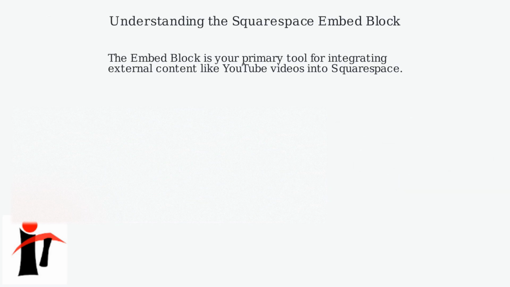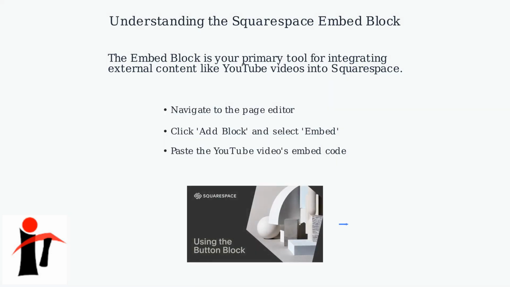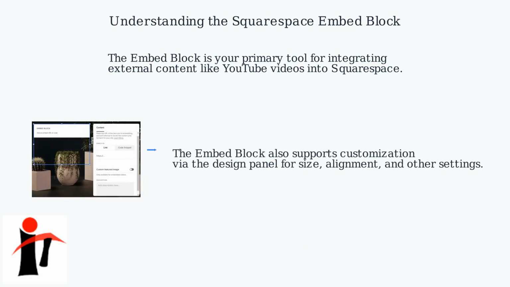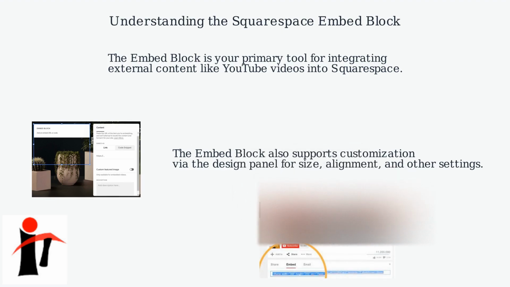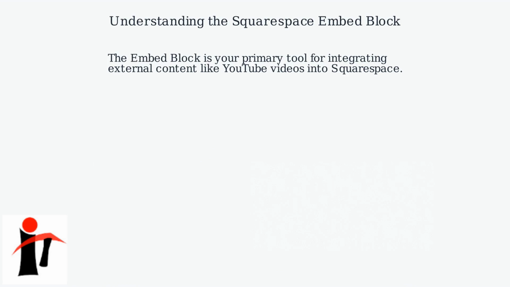The Embed block is your primary tool for integrating external content like YouTube videos into Squarespace. To use it, simply navigate to the page editor, click Add Block, and select Embed. This block allows you to paste the YouTube video's embed code. You can find this code on YouTube by clicking Share, then Embed under the video. The Embed block also supports customization via the design panel for size, alignment, and other settings.